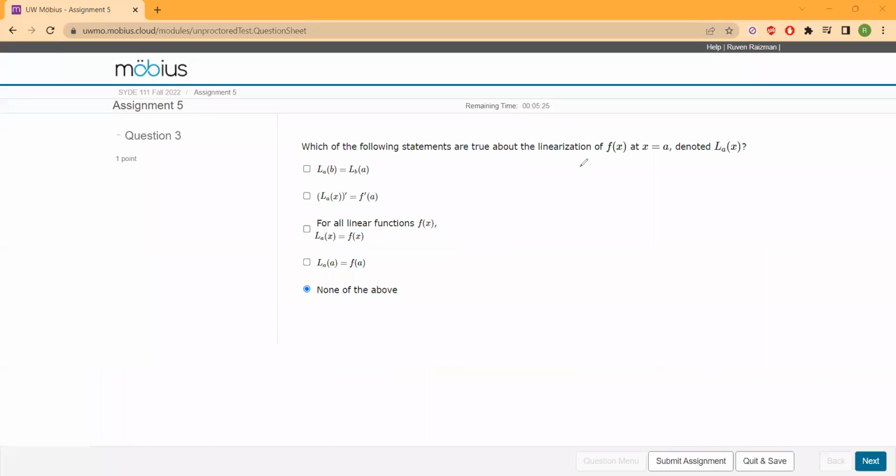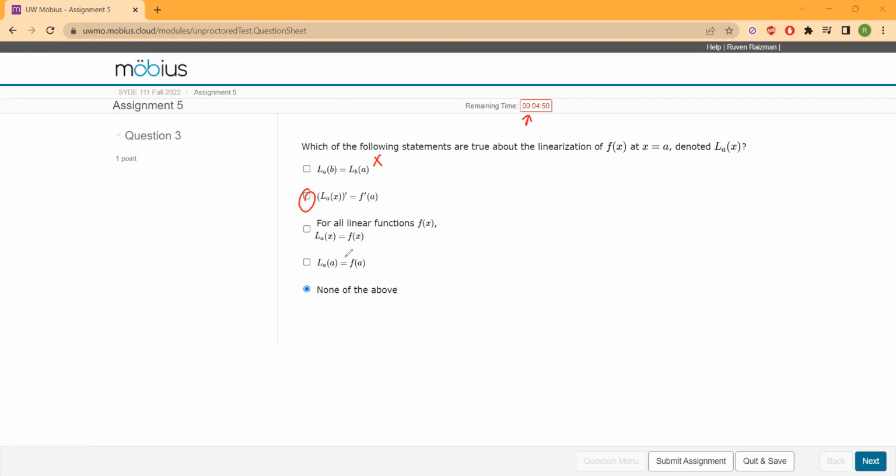So which of the following statements are true about the linearization of f at x equals a, denoted by L_a(x)? This first one makes no sense, it's just mumbo jumbo. Then this one over here, L_a prime equals f prime at a. What this says is basically that the slope of the line is equal to the slope of the function at that point. So this session is probably going to cut out because we don't have a lot of time left, but that's okay. So this one would be correct.